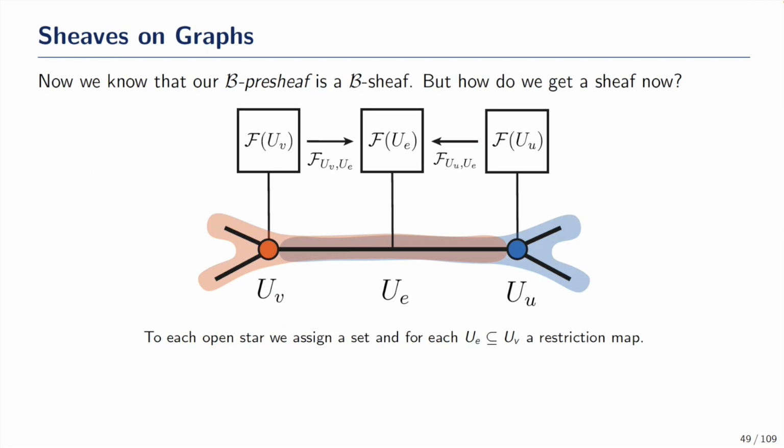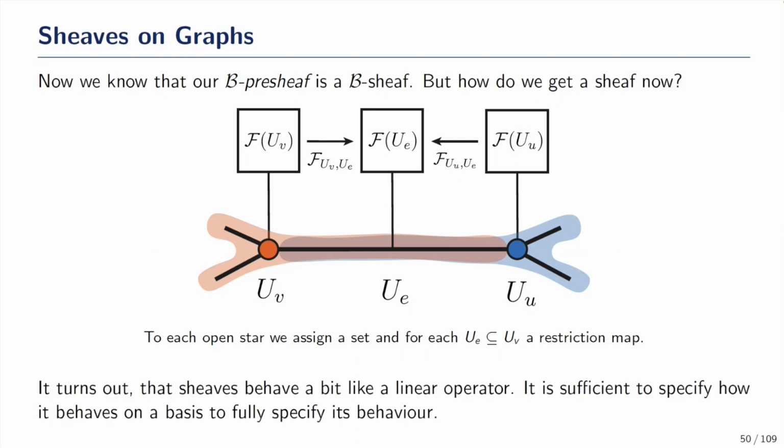So we're approaching the end of this. But we still don't have a sheaf, so what's left to be done here? If you're an algebraic geometer, there's actually a very nice result about this. It turns out that sheaves are a bit like linear operators. When you have a linear operator, you just specify how it acts on each element of the basis, and that defines the operator completely. It's the same thing here.